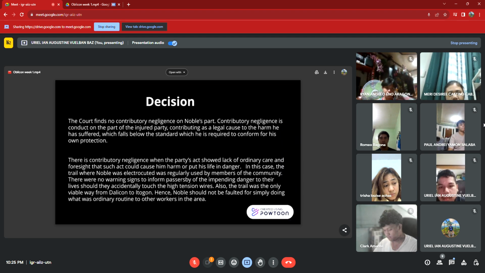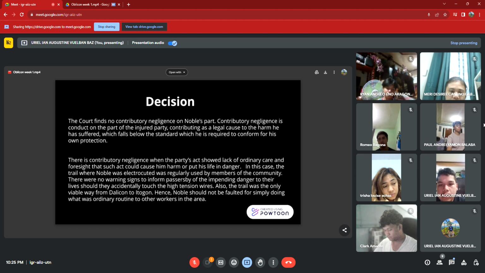The court finds no contributory negligence on Noble's part. Contributory negligence is conduct on the part of the injured party, contributing as a legal cause to the harm he has suffered, which falls below the standard to which he is required to conform for his own protection. There is contributory negligence when the party's act showed lack of ordinary care and foresight that such act could cause him harm or put his life in danger.